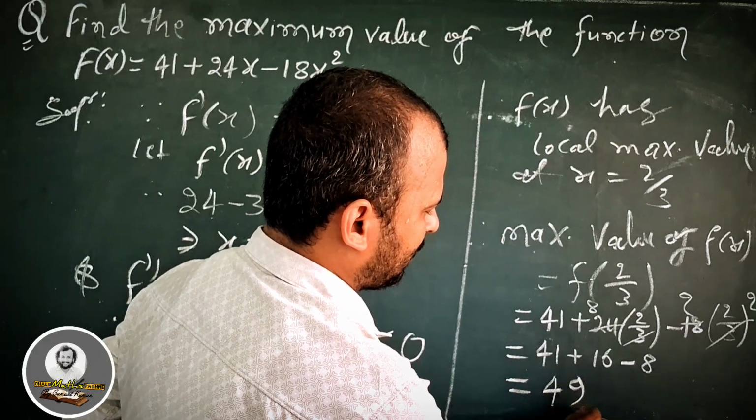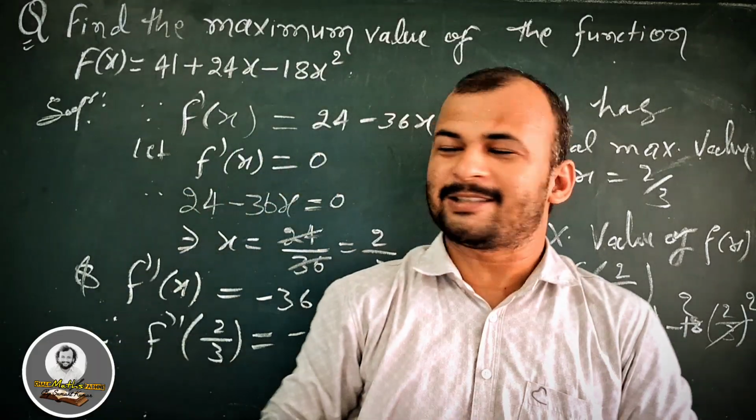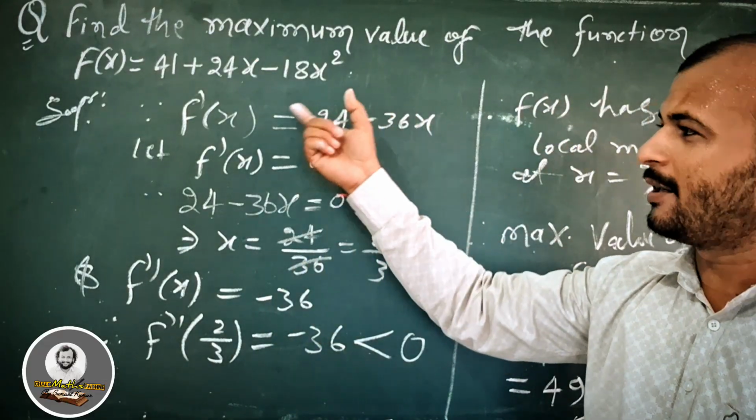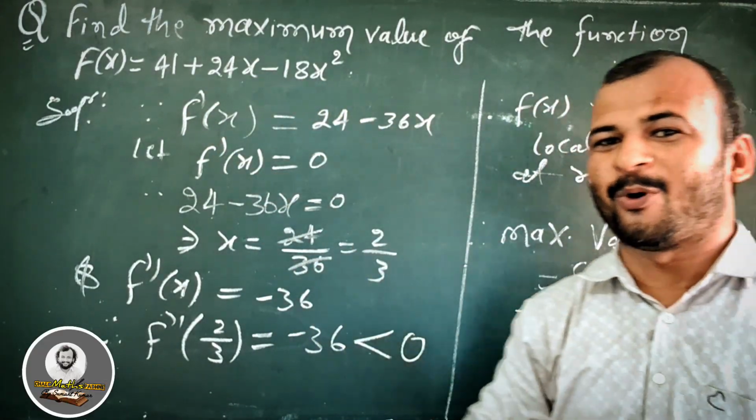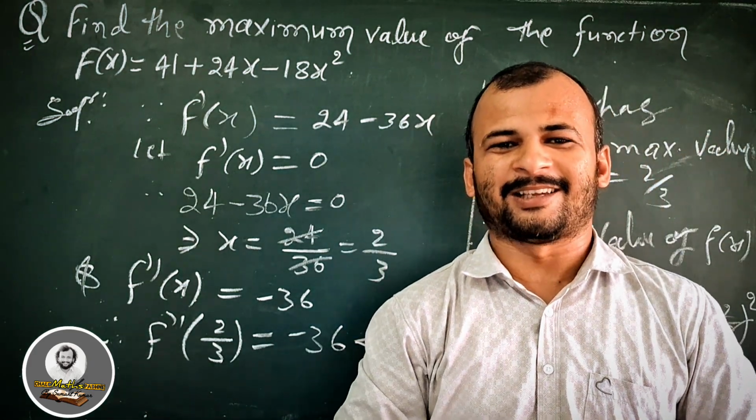49. 49 is the greatest value, the maximum value of this function at the point x equal to 2 by 3. I hope you all have understood it very well. Thank you.